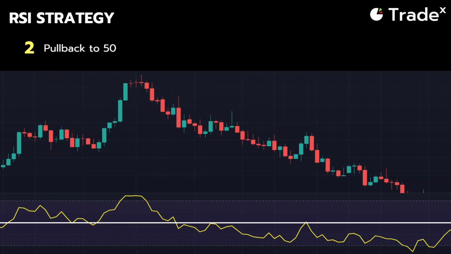In this example, there are opportunities for both buying and shorting. On the left, the market is in an uptrend. The price initially rises, then undergoes a minor pullback. During this pullback, the RSI dips toward the 50 line. If the RSI remains above this level, traders might consider buying the asset once the price makes a new high, signaling the continuation of the uptrend.